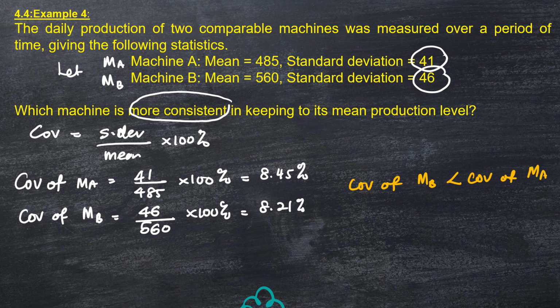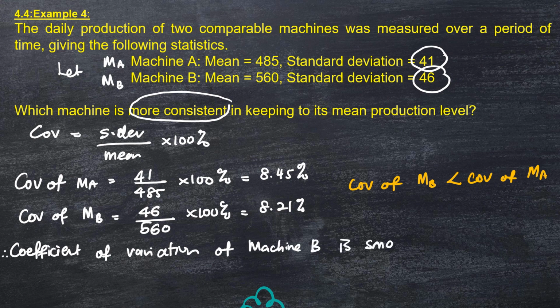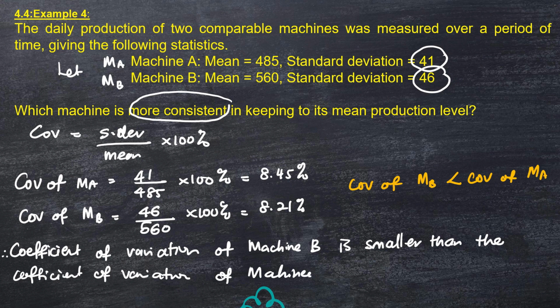So to write our conclusion, the coefficient of variation of machine B is smaller than the coefficient of variation of machine A. Okay, so by proof of our data, our conclusion is, therefore, machine B. Remember, a smaller value means more consistent.